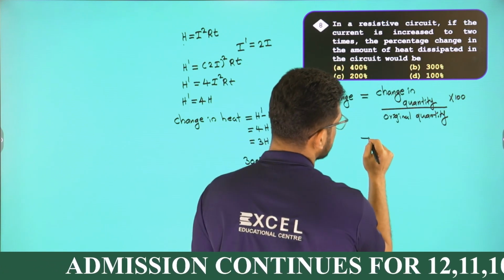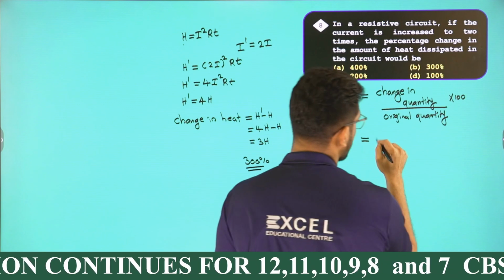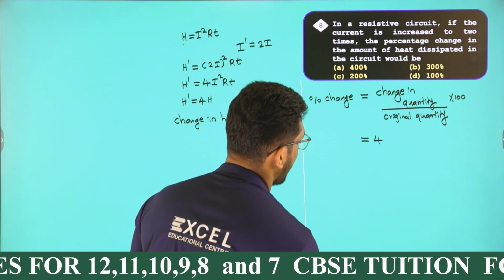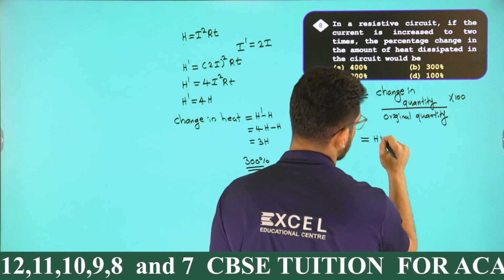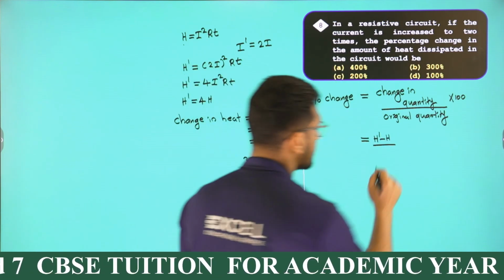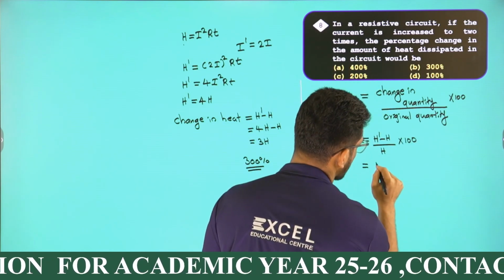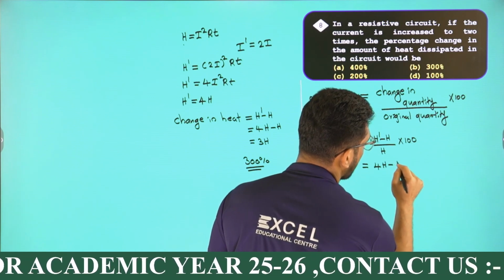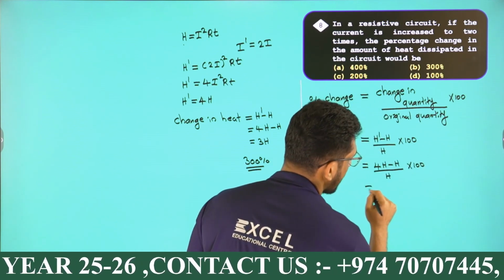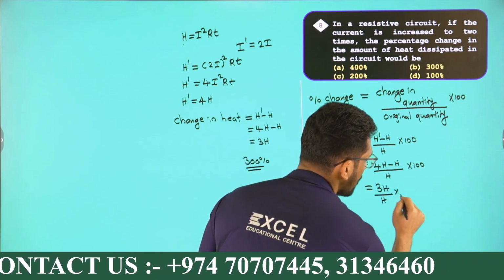So according to this equation, what is the change in quantity? Change in heat. Change in heat here is 4H minus H, that is H dash minus H, divided by the original quantity, original H, old H, into 100. What is H dash? H dash is 4H. So (4H minus H) divided by H into 100. What is that? 4H minus H is 3H, divided by H into 100.